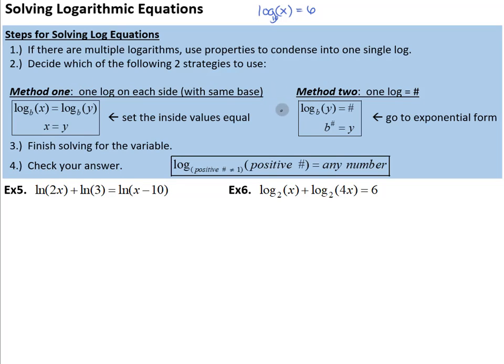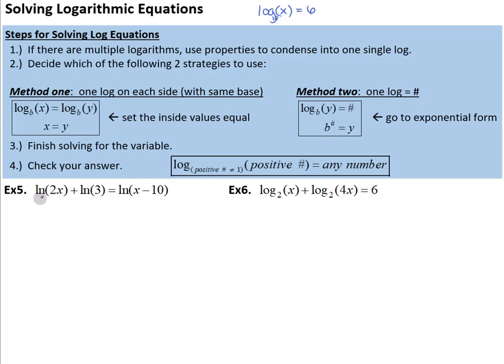Method 2 is if you get one logarithm equal to a number. So if we have a number floating around, if I can condense to one log equals a number, we're going to change it from this form, which is log form, to exponential form. And that's why at the beginning when we did intro to logarithms, we spent time kind of converting between one and the other. Okay, so let's take a look at number 5.